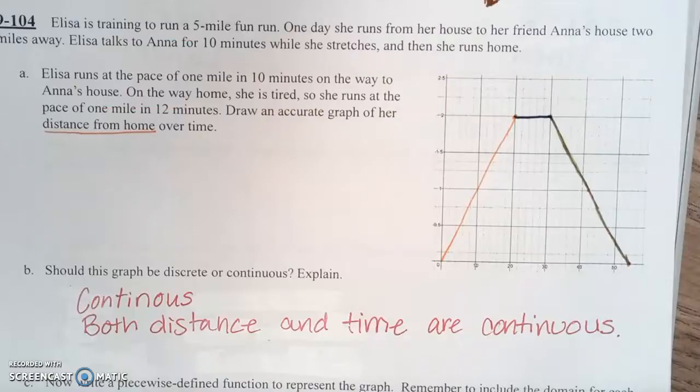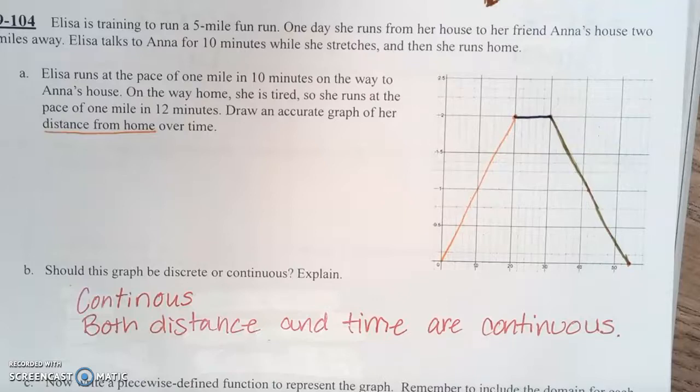Okay. Elisa is training to run a 5-mile fun run. One day she runs from her house to her friend Anna's house 2 miles away. Elisa talks to Anna for 10 minutes while she stretches, and then she runs home. Part A says Elisa runs at the pace of 1 mile in 10 minutes on the way to Anna's house. On the way home, she is tired, so she runs at a pace of 1 mile in 12 minutes. Draw an accurate graph of her distance from home over time.